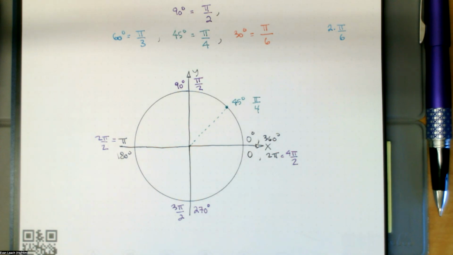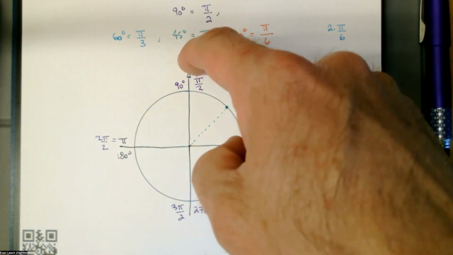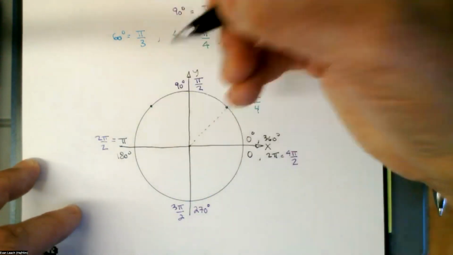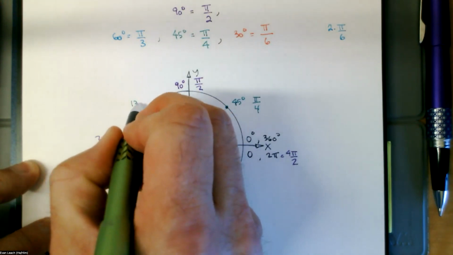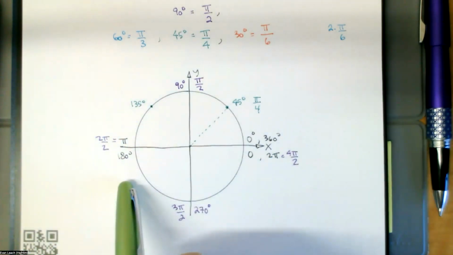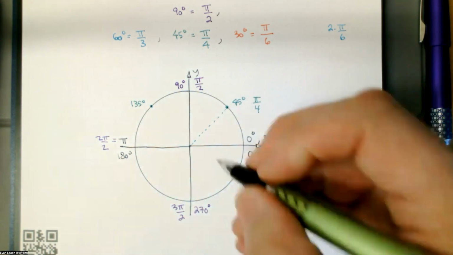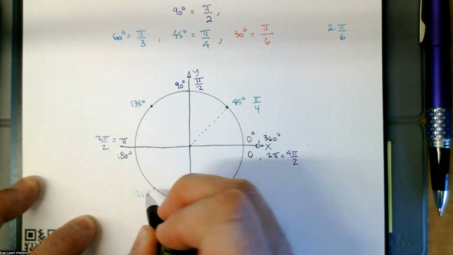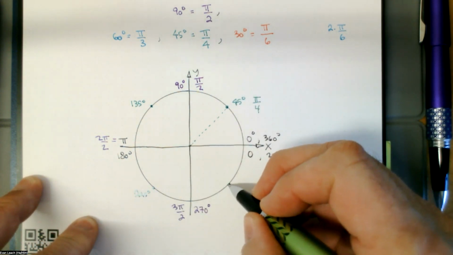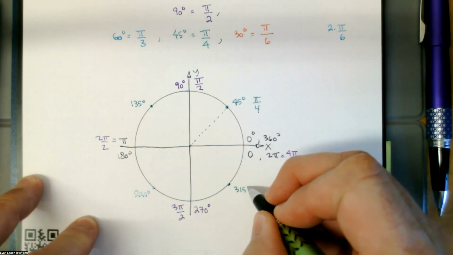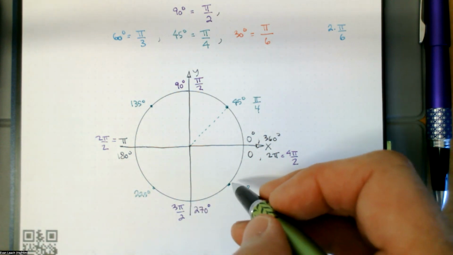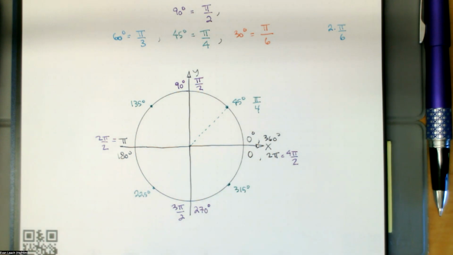Let's cut it in half again, and we're going to count around in 45s. Here's 1 45, 2 45s is 90, 3 45s is 135, 4 45s is 180, 5 45s is 225, 6 45s is 270, 7 45s is 315, 8 45s is 360.